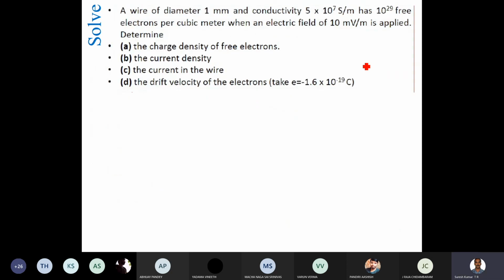Other simple example related to normal, I think, let's first read. A wire of diameter, wire diameter is given.